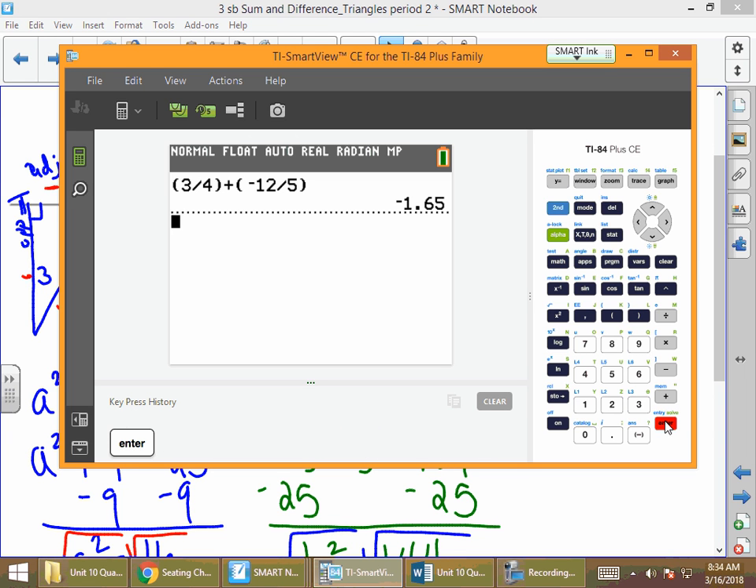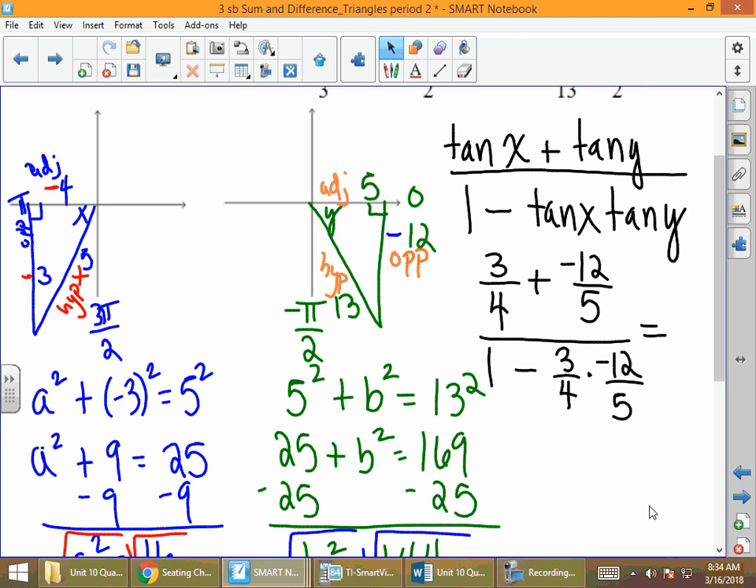It gives us that decimal there, and we don't want decimals for an answer. But once again, on my calculator, it's going to write it as a fraction. On yours, who don't have a fraction button, it'll write it as something like negative 12 divided by 5. But you go to Math, Enter, Enter. And it gives us that value here of negative 33 over 20. That's the value in the top.